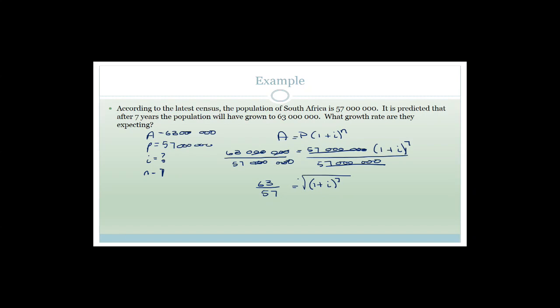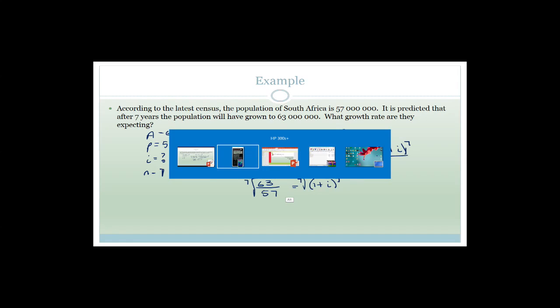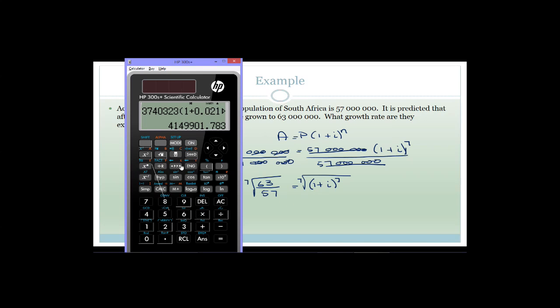So, do you agree we can find the seventh root of this and the seventh root of that? Let's do that. So, we're going to find the seventh root. We need this button here. So, we're going to go shift, and then 7, and then we're going to go sideways, and then we're going to use a fraction button for a change, and we're going to go 63 over 57, and we're going to enter equals, and that's 1.014.